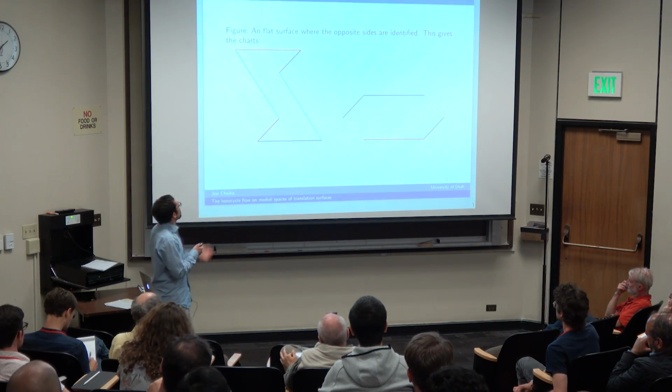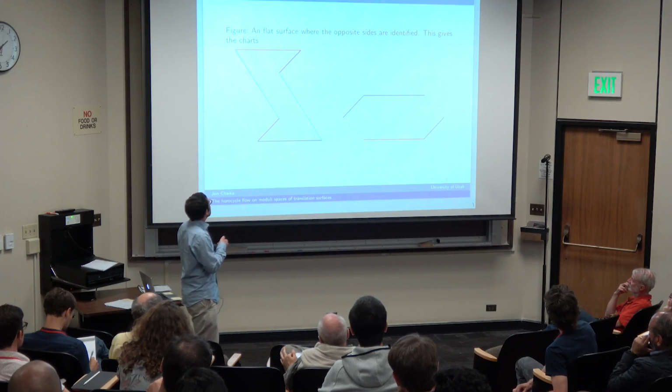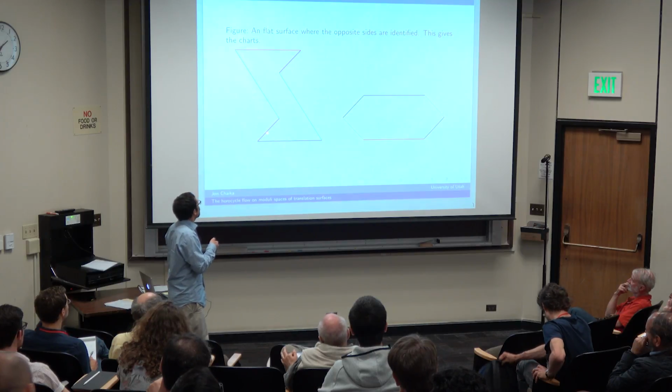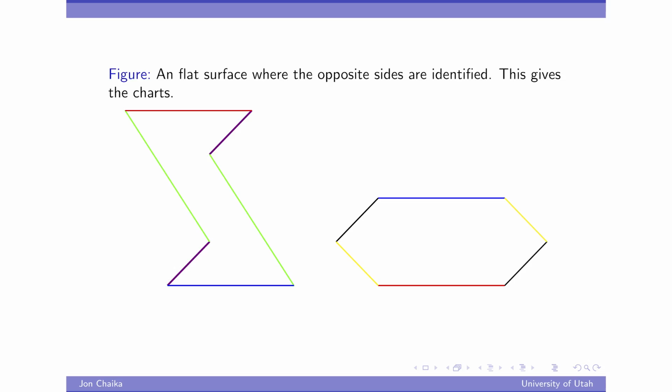So that's what a translation surface is from my standpoint. And so I've drawn you a picture of the chart. This is what I've tried to do for this picture. So this purple side here is identified with this purple side here. This green side here is identified with this green side. The blue is identified with the blue, the yellow with the yellow, and so forth.